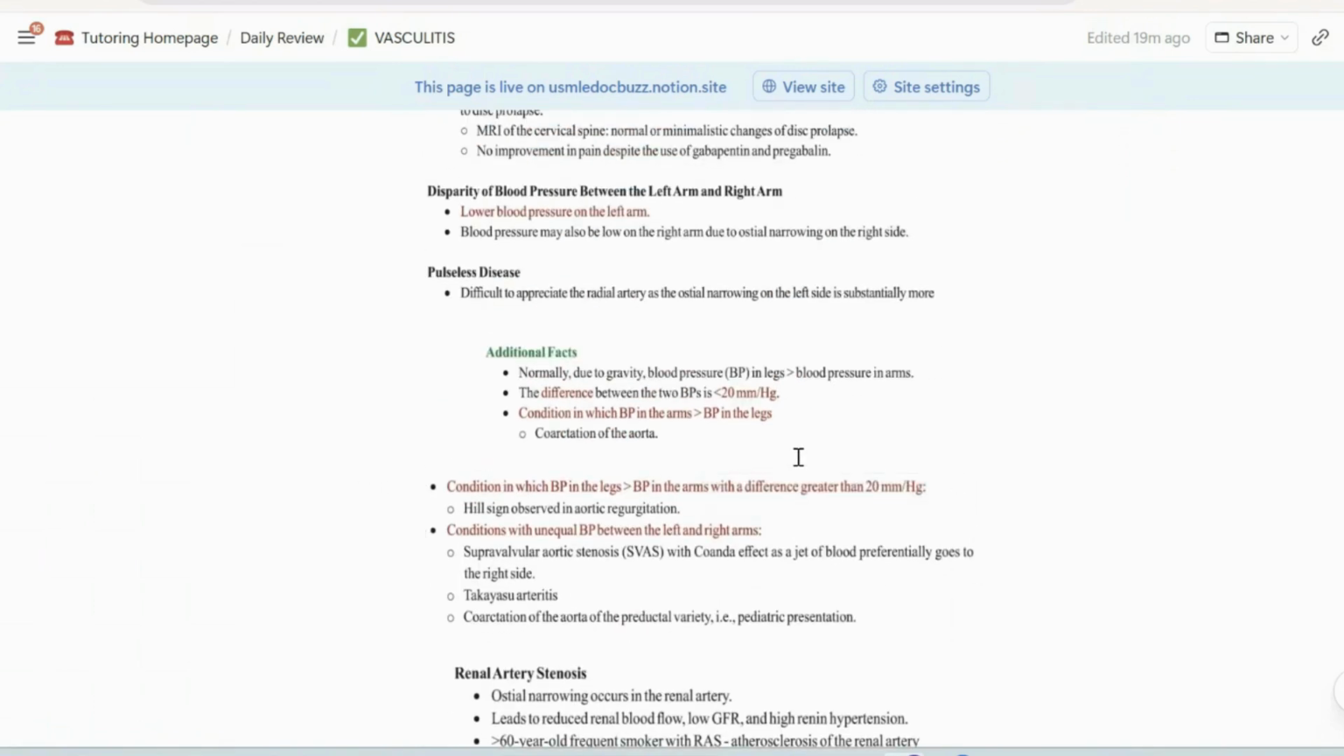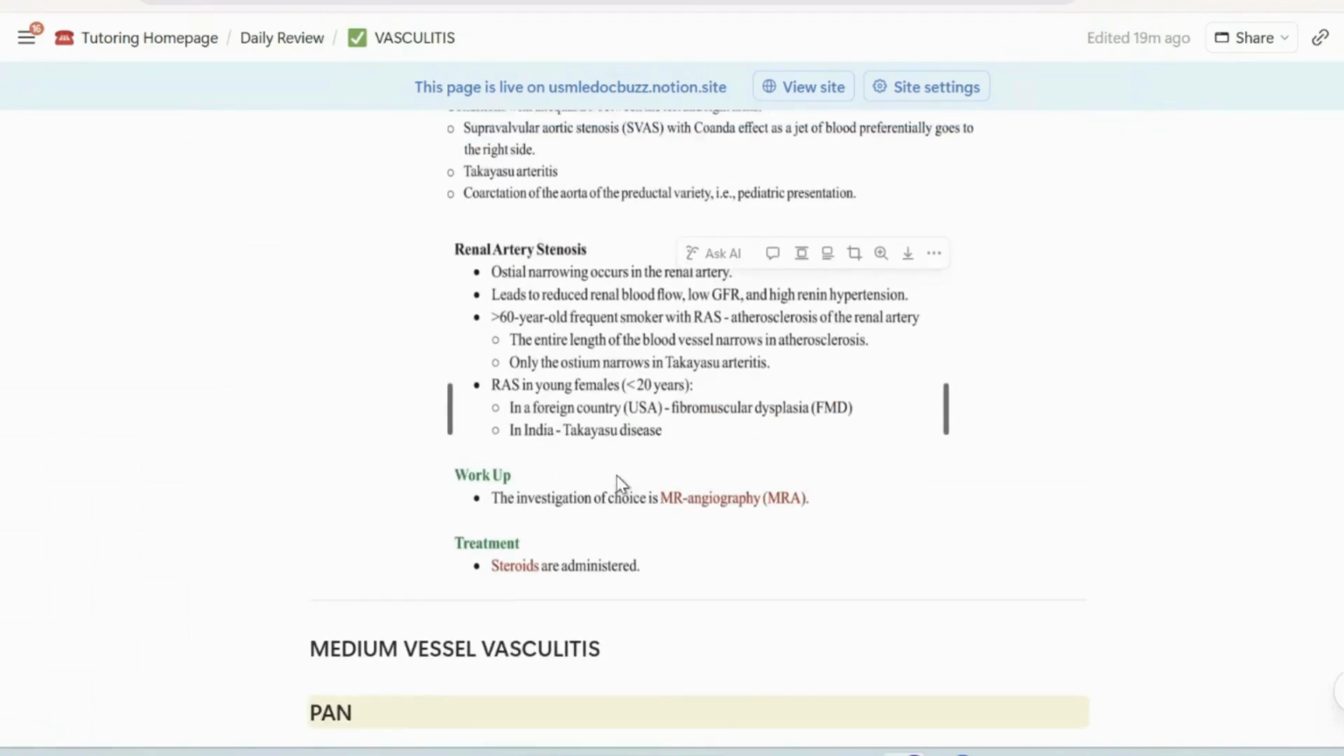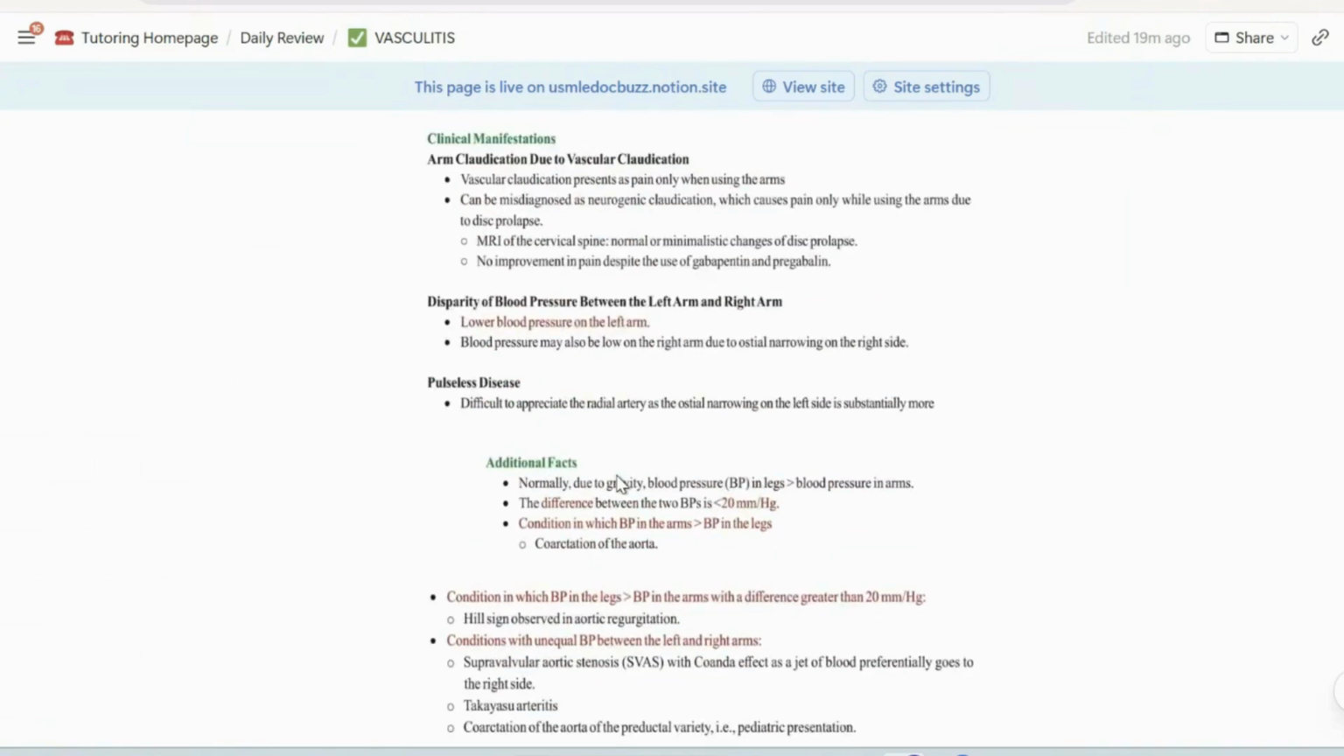Even the complete aortic arch and even the descending aorta, because renal arteries can be involved. We know that, right? And what's the main treatment? Steroids. Okay, you have to give them steroids.